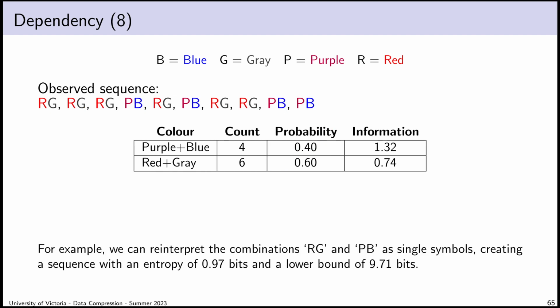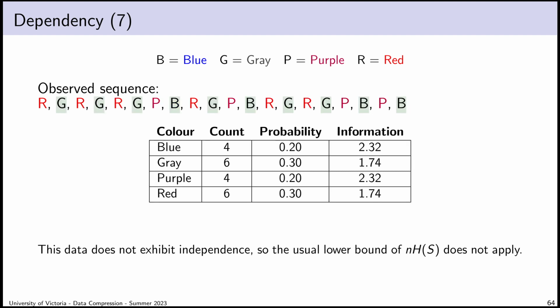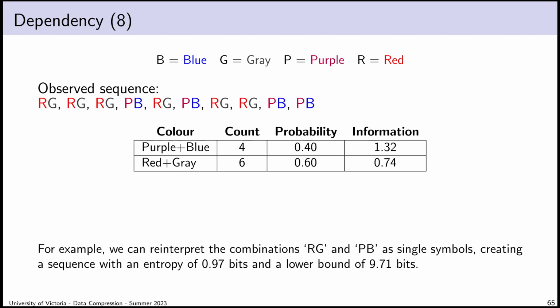So that bound doesn't apply, and in fact, I could stare at this and realize that actually if red is always followed by gray and purple is always followed by blue, for all I know, what I'm looking at is that every purple car on the highway is towing a blue car behind it, and every red car is towing a gray car. So really, I don't actually have red and gray cars. I've got red-gray, and purple-blue. So I can create a new set of symbols, purple-blue and red-gray. Now, I have a sequence of 10 symbols.